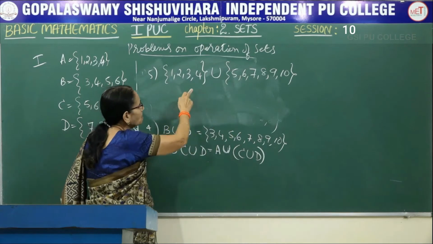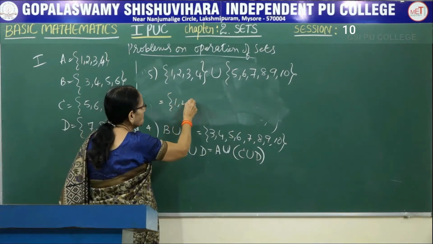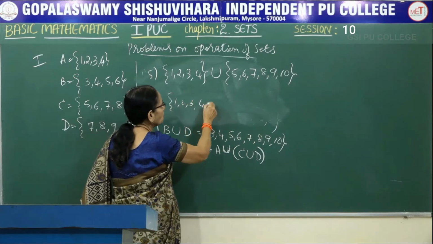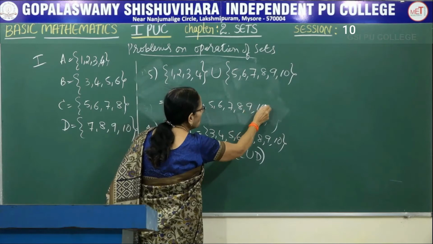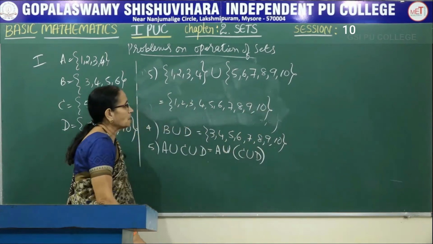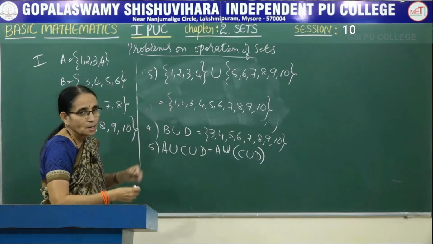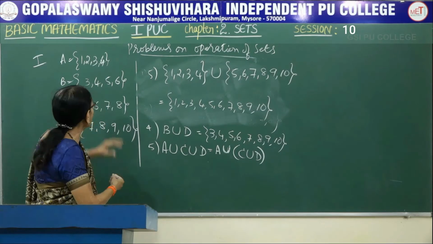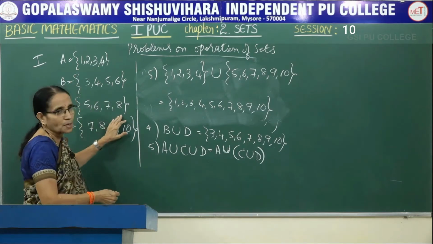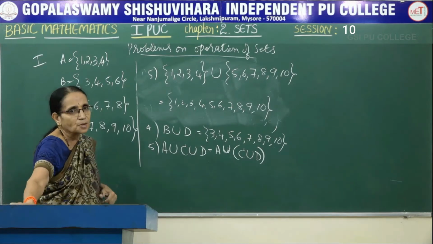A has been taken as 1, 2, 3, 4. Now again we are considering the union, which means it is 1, 2, 3, 4, 5, 6, 7, 8, 9, 10. So all the elements that are present in all the 4 sets have come into this particular union. Or if you take A union C first, that would become 1, 2, 3, 4, 5, 6, 7, 8. Then if you combine with D, you would get the same elements.